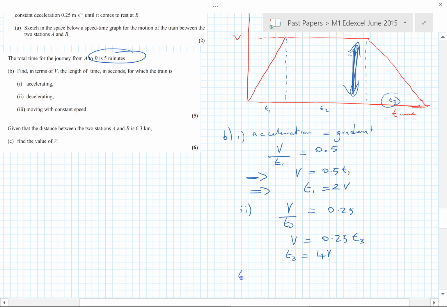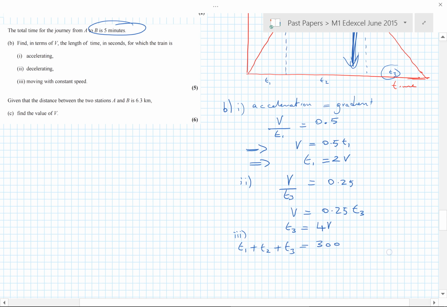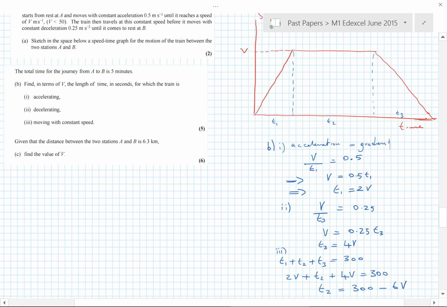So we have T1 plus T2 plus T3 is equal to 300. But we know T1 and T3, so that's 2V plus T2 plus 4V equals 300. So that gives me T2 is equal to 300 minus 6V. Okay, so that's part B done.